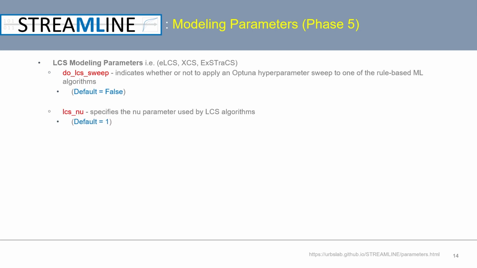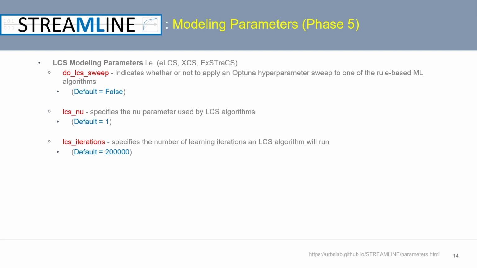LCS-NU specifies the NU parameter used by LCS algorithms that controls the pressure imposed on the algorithm to identify an accurate solution. This is set to 1 by default, but for problems where it is known that a perfect prediction model is possible to be obtained, in other words, a dataset with no noise, this parameter can be set to higher values, for example 5 or 10. This, for example, would be useful in applying learning classifier system algorithms to clean problems such as the multiplexer problem.